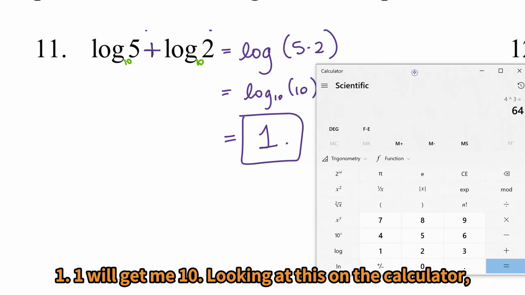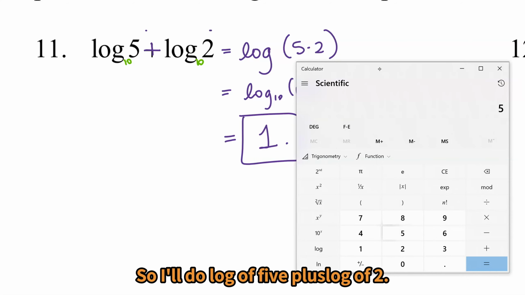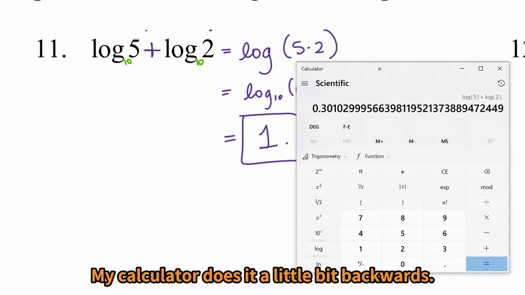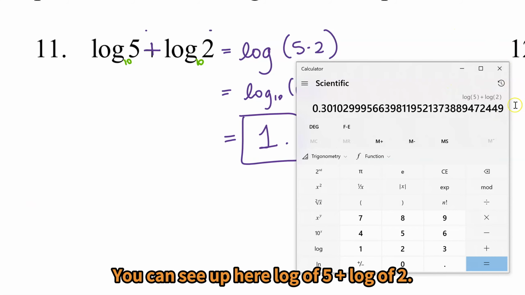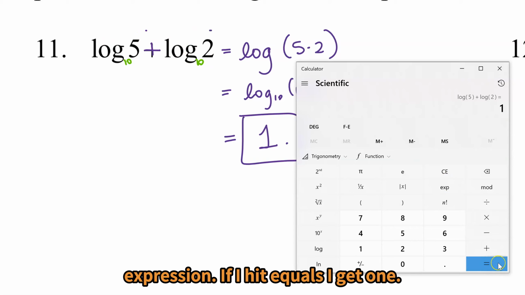Looking at this on the calculator, let's take log of 5. So I'll do log of 5 plus log of 2. So I'll put 2 and then my log. My calculator does it a little bit backwards. You can see up here log of 5 plus log of 2. I'm simplifying that first side expression. And if I hit equals, I get 1.